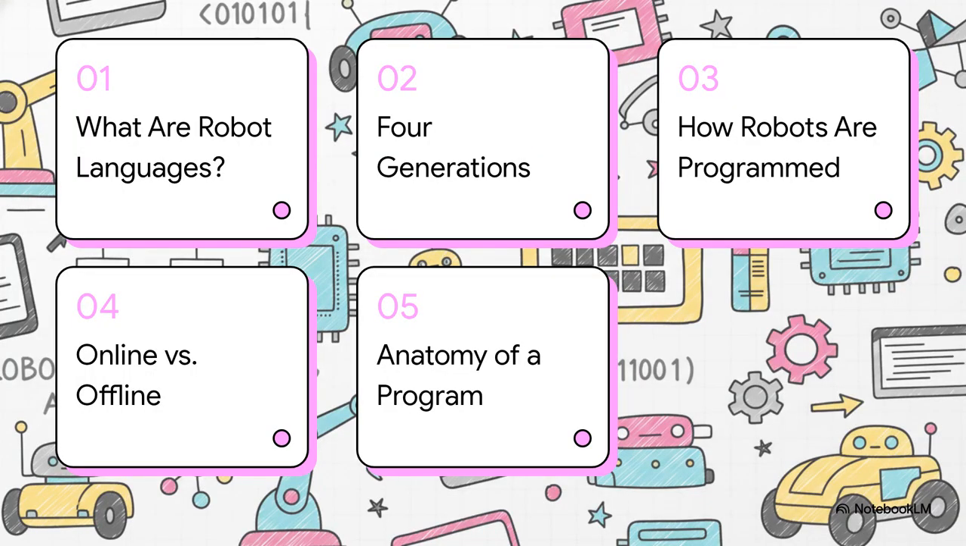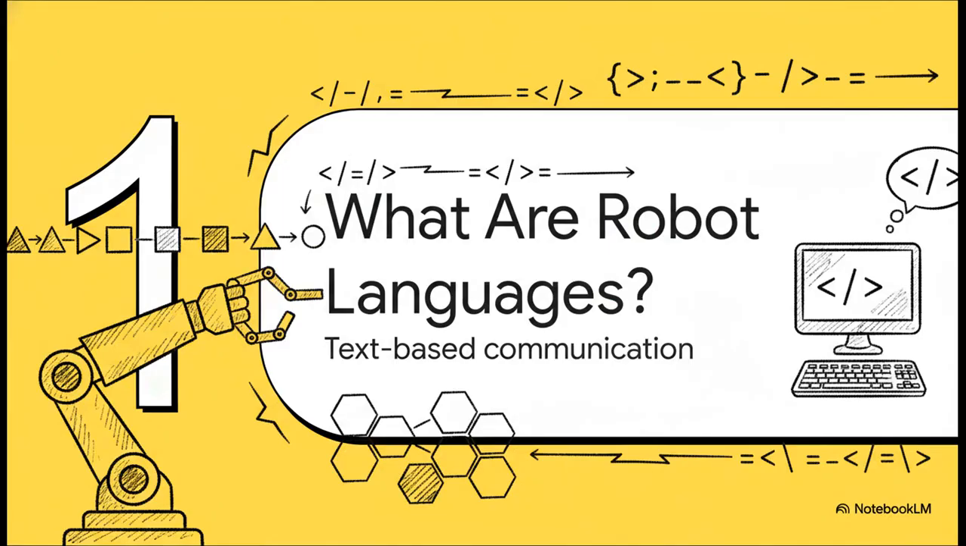All right, so here's our game plan. First, we'll define what robot languages actually are. Then, we'll trace their evolution through four pretty distinct generations. After that, we'll look at the different ways you can get a program into a robot, compare the super important online versus offline methods, and finally, we'll take apart a simple robot program to see how it all fits together. Let's jump in. First up, what even are robot languages?